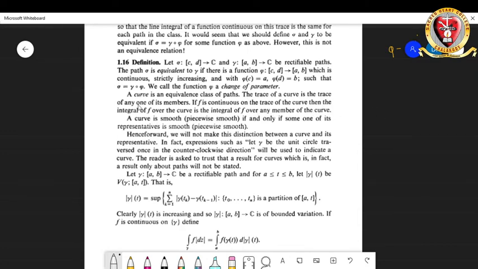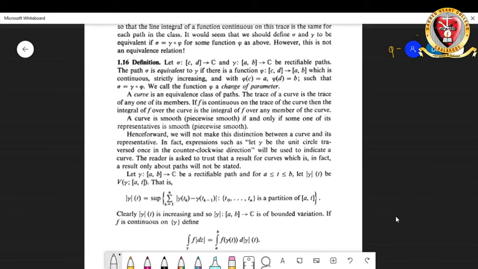We are talking about the equivalence class of paths. So when we are talking about an equivalence class of paths, we can just take any of the paths inside that class. A curve is smooth or piecewise smooth if and only if some one of its representatives is smooth or piecewise smooth simultaneously. So hence we will not make the distinction between a curve and its representative. That means an equivalence class is a curve, and any of the paths in that equivalence class will act as the representative.